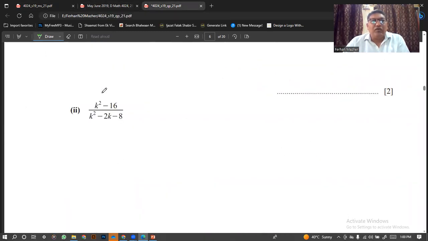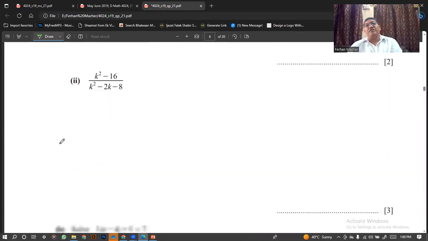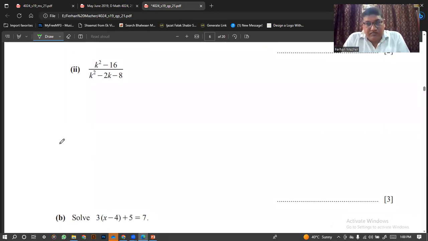Okay, so question number 4, it's the B part. Question number 4, it's A, and its second portion. Here we have a fraction: k squared minus 16. You see these both are perfect squares. And downstairs we have k squared minus 2k minus 8. Here I will do the middle term breaking.